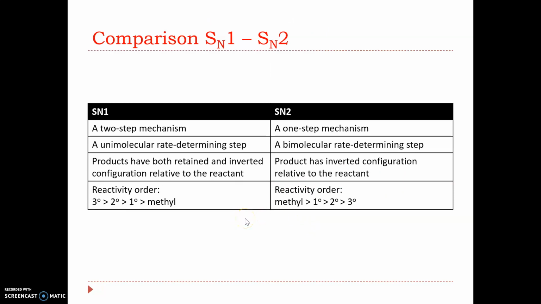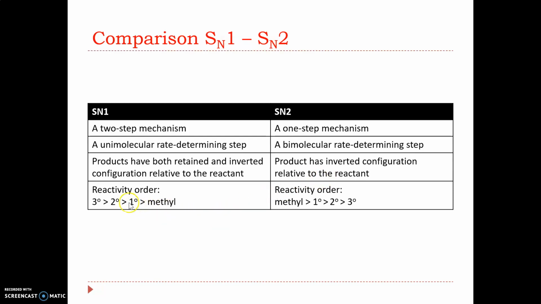Now, if we compare both SN1 and SN2 reaction, we will see that SN1 reaction is a two-step mechanism and SN2 reaction is a one-step mechanism. Again, SN1 possesses a unimolecular rate determining step and SN2 reaction possesses a bimolecular rate determining step. In case of SN1 reaction, the product may be retained or inverted depending upon the reactant. But in case of SN2 reaction, inversion of configuration of the product occurs.